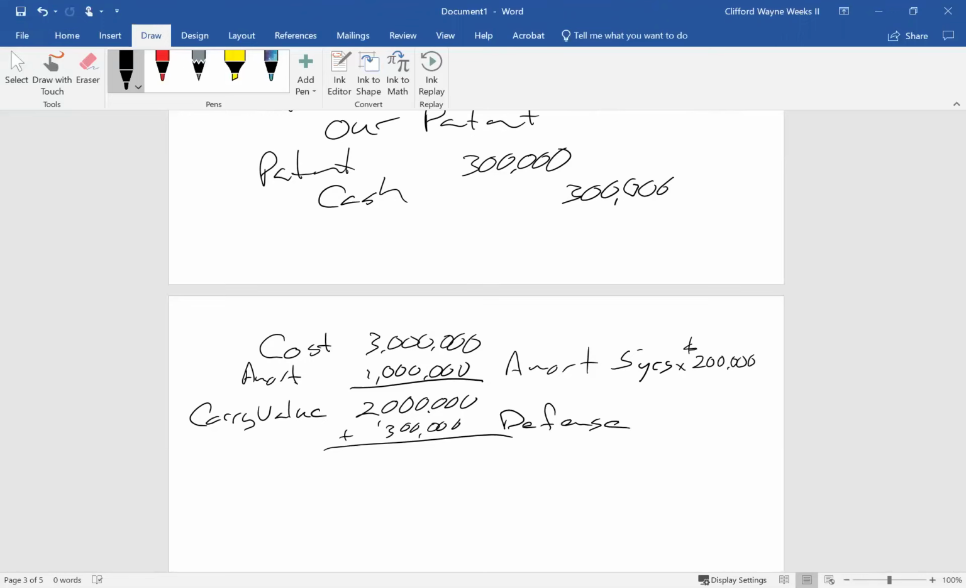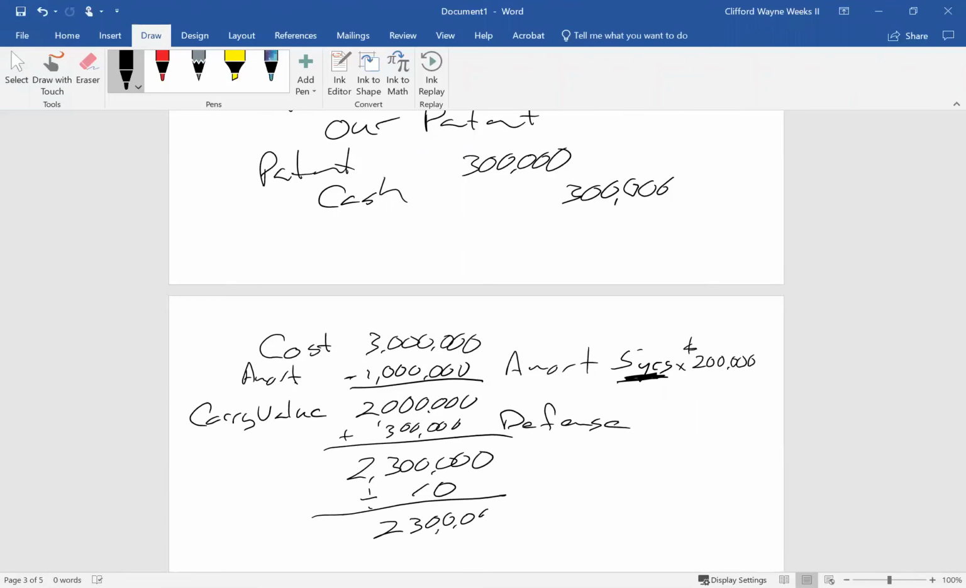Okay. And so now we have 2,300,000 that we need to spread over 15 years? No, over 10 years, right? We had 15 years left. We've been amortizing it $200,000 every year for the past 5 years. And so that's why we subtracted this. Okay. We're going to spread this over the remaining life of 10 years, okay, or 2, 3, 0.